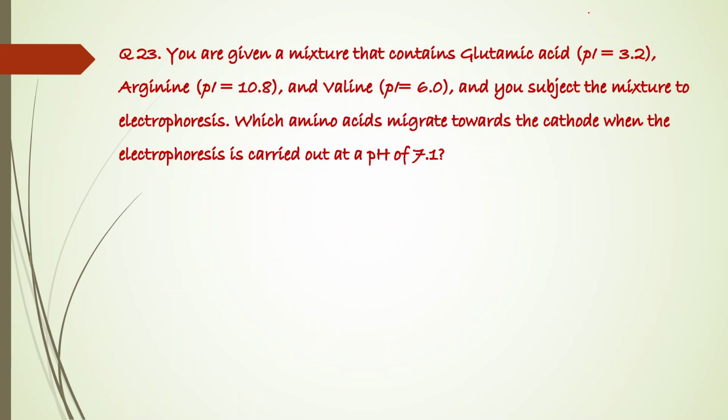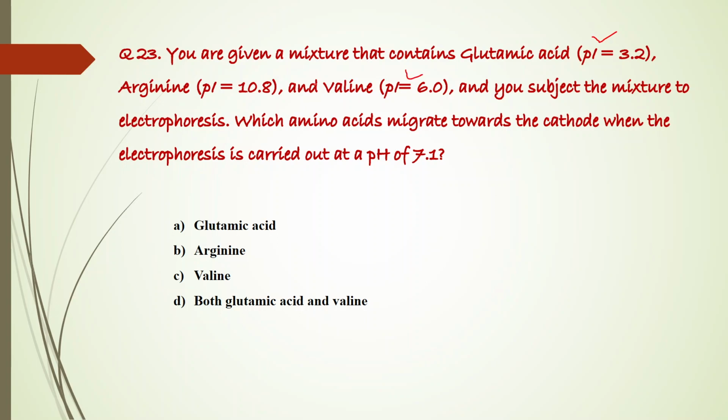I think we'll have time for one last question. It states you are given a mixture that contains glutamic acid, arginine and valine, and you subject the mixture to electrophoresis. Which amino acids migrate towards the cathode when the electrophoresis is carried out at pH 7.1? The pI values are given, so you don't have to look for them. The pH is given, and you also have to consider migration towards the cathode. These are the important points.